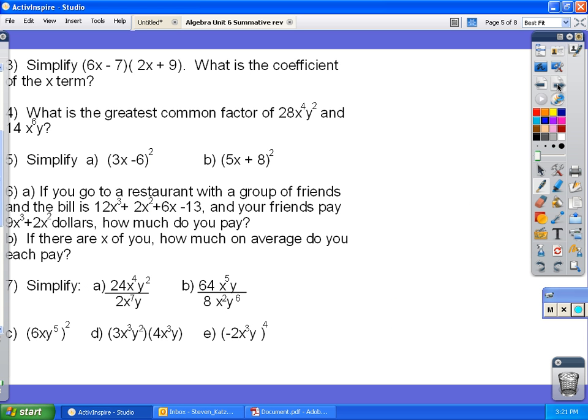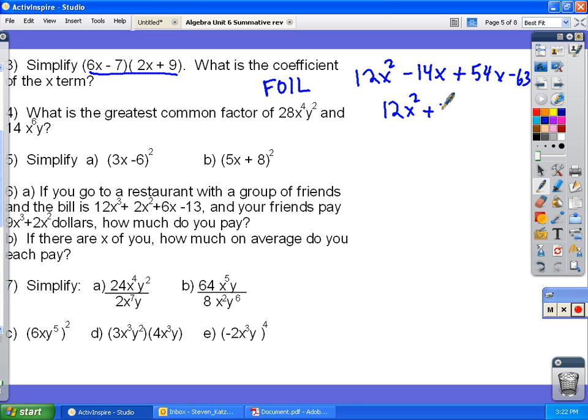All right, so this is simplify. What is the coefficient of the x term? So here I'm just going to remind you that you're going to do FOIL, and when you do FOIL, you get 12x squared minus 14x plus 54x minus 63. And when you combine it, you get 12x squared, plus 40x minus 63. And when it says, what is the coefficient of the x term? This is the x term. The coefficient is 40.